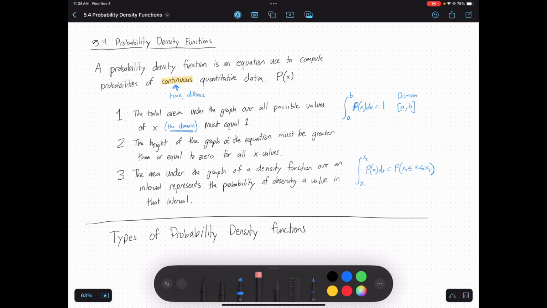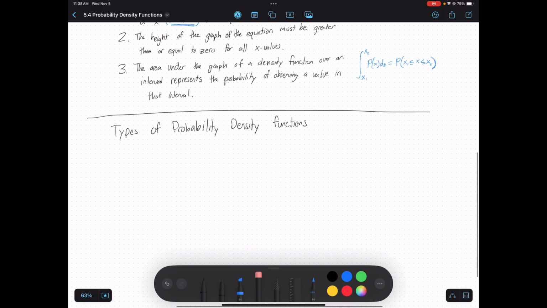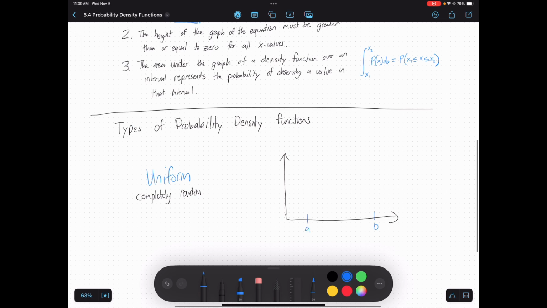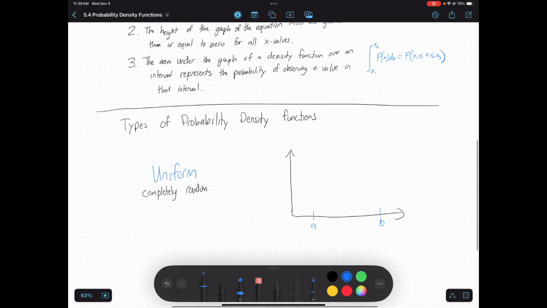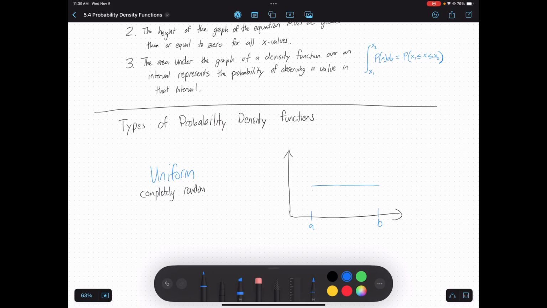So let's look at some examples of probability density functions, and I want to do that by showing you different types of probability density functions. The first type I want to talk about is what's called a uniform density function. Uniform density functions refer to anything that's completely random, meaning the probability is not changing no matter what value you're looking at. And the reason why this ends up being a probability density function is that given a certain finite domain, a to b, we can find a probability such that the area under the horizontal line is equal to 1.